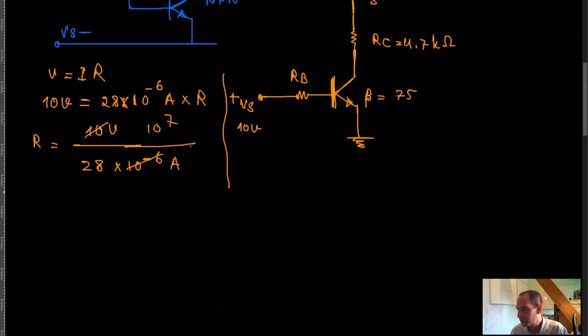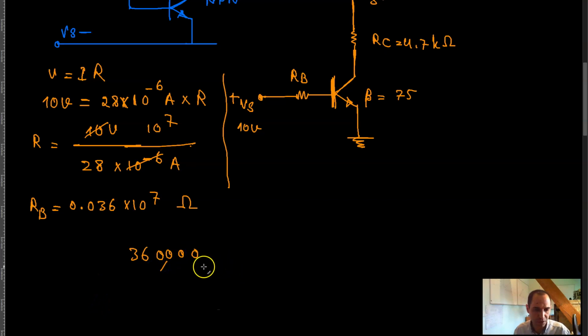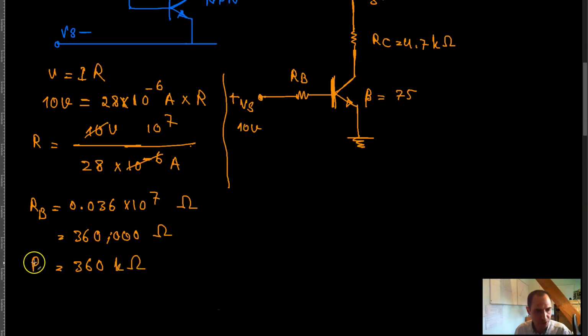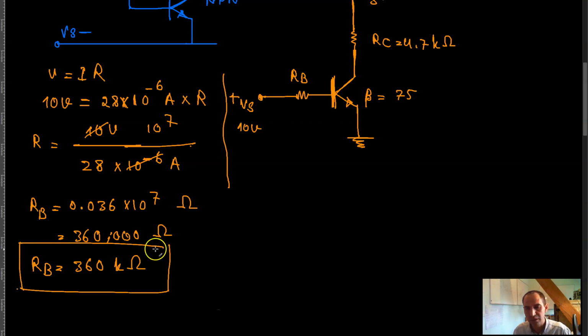And then 1 over 28 is the same thing as 0.035, but I'll take it as 0.036, times 10 raised to the power 7, and of course you have volts by amps, which is ohms, right? So that is the value of R of B. With 3 decimal places, that's 360 kilo ohms. That's 360,000 ohms, which is the same thing as 360 kilo ohms. I don't know if this resistor is in range, but essentially that's the kind of resistor that you need to have here.